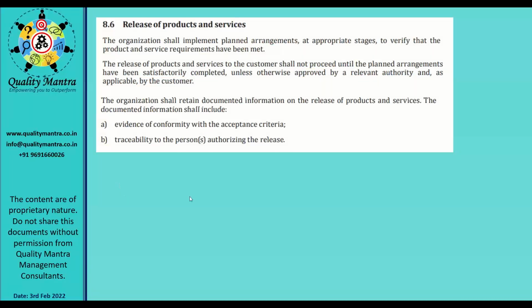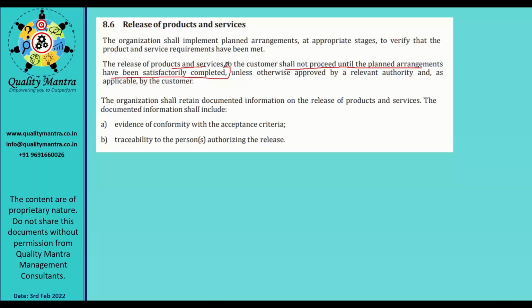The standard is asking you to complete the planned arrangements. The release of products and services to the customer shall not proceed until the planned arrangements have been satisfactorily completed. और planned arrangements में जो release है, that is also one of the activity. Release of product is one of the activity. So how has it been released for dispatch without a proper authorization? It means the planned arrangements have not been completed.